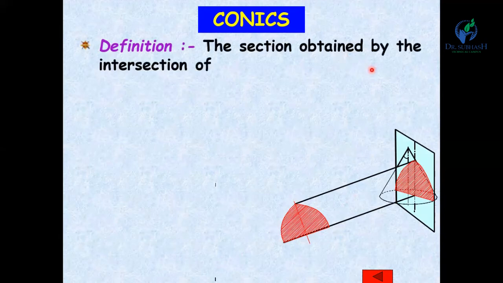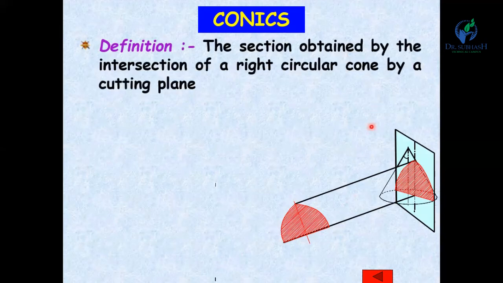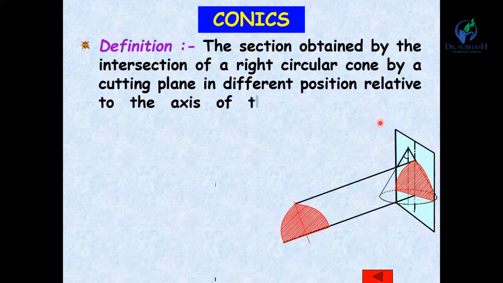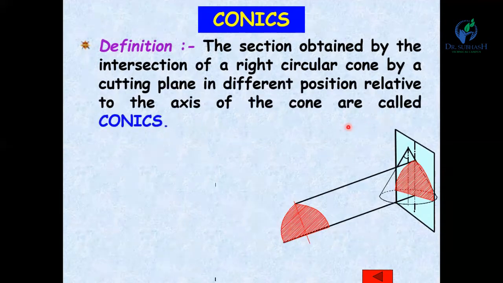Now let us see different conics. What do you mean by conics? In simple words, curves obtained from the cone are known as the conics. Or we can say the sections obtained by the intersection of a right circular cone by a cutting plane in different positions related to the axis of the cone are called the conics. So if we cut the right circular cone by a cutting plane in different positions, then you will get different curves, and these are known as the conics.